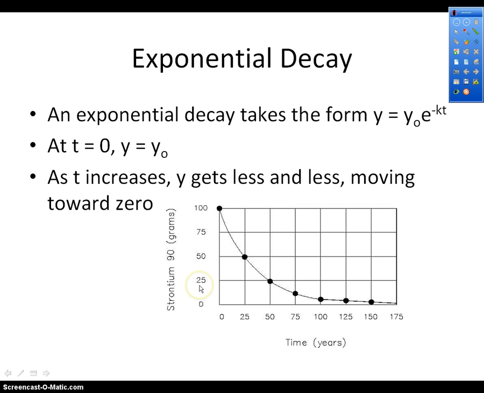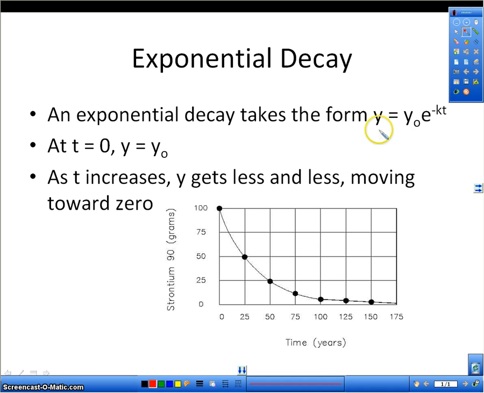I don't know how familiar you are with the exponential, but an exponential decay takes this form: y equals y0, where y0 is the initial amount, times e to the minus kt. k is going to be our decay constant. We'll talk more about that later. t is time.